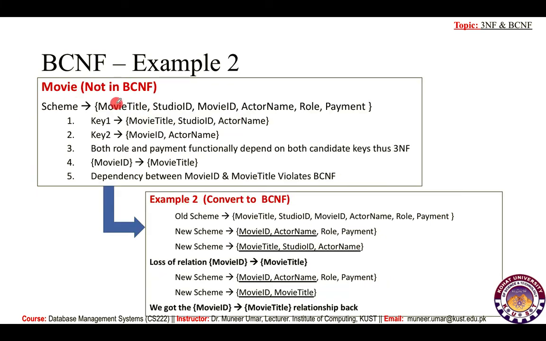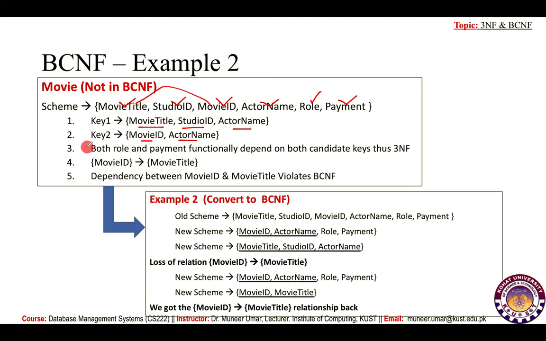This is another example. Here we have movie title, studio ID, movie ID, actor name, role, and payment. Here in this table we have some keys. The first one is the composite of movie title, studio ID, and actor name. The second candidate key is the composite of movie ID and actor name. So these keys are determining the rest of the attributes, and there is one additional functional dependency, that is the movie ID is determining the movie title.